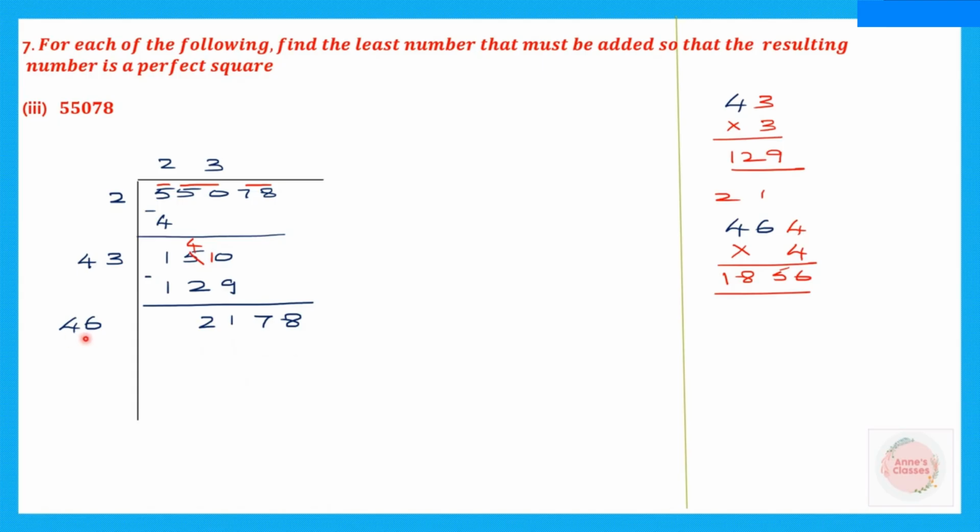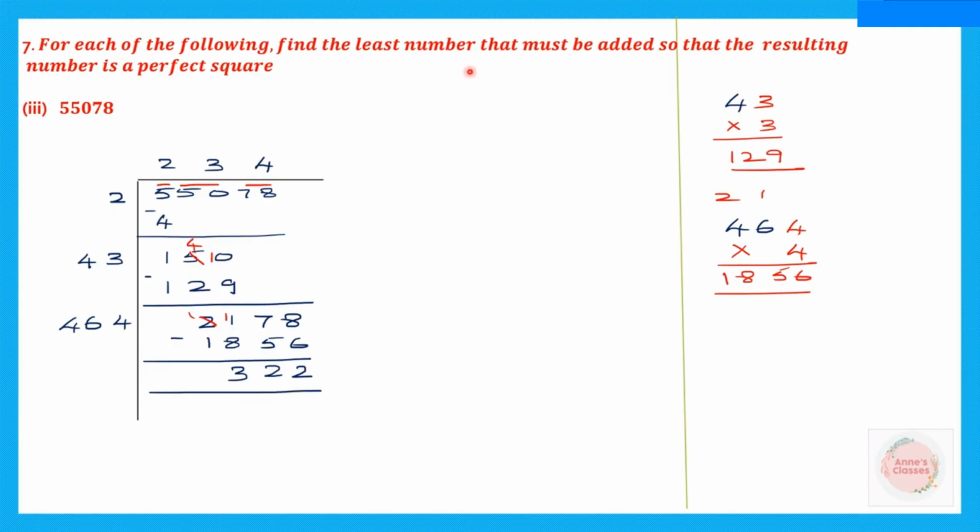That means next to 46, I need to put the digit 4. So now I have 4. 464 into 4 is 1856. Now let's subtract both these numbers. 8 minus 6 is 2 and 7 minus 5 is 2. Here we need to borrow. So this is 1, 11. 11 minus 8 is 3. So here we have 322 as the remainder.